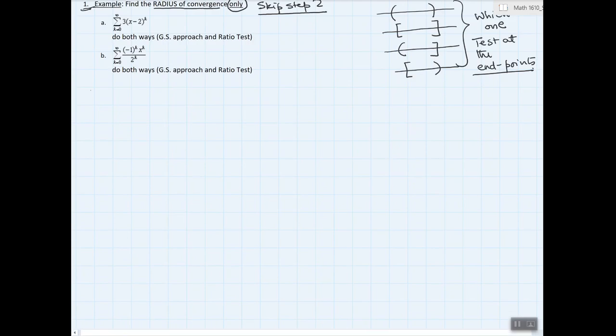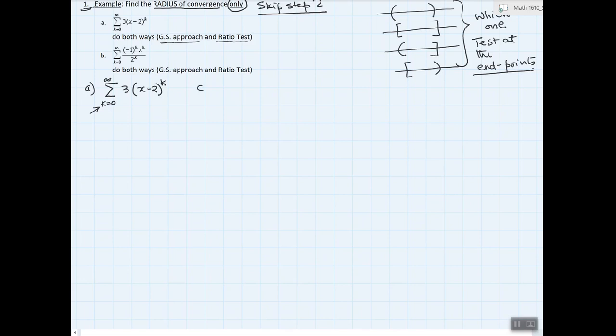Our power series is 3 times (x minus 2) raised to the power k, and all of them always go from 0 to infinity, so we need not actually write this every time. Now we're going to find the radius and the interval both ways. One way will be the geometric series approach and also using the ratio test so that you get comfortable with it.